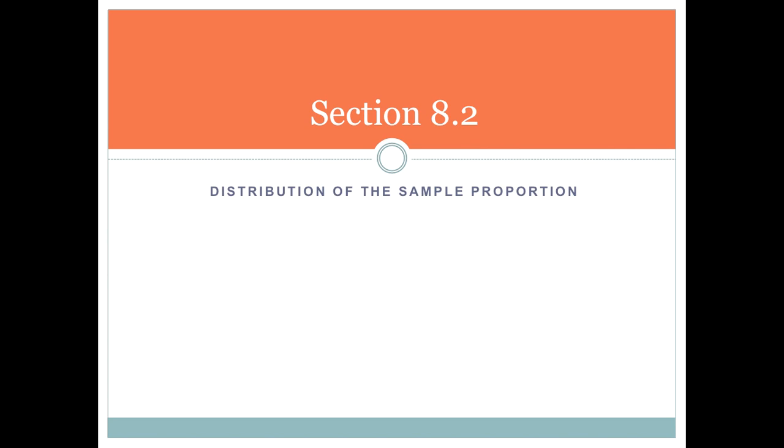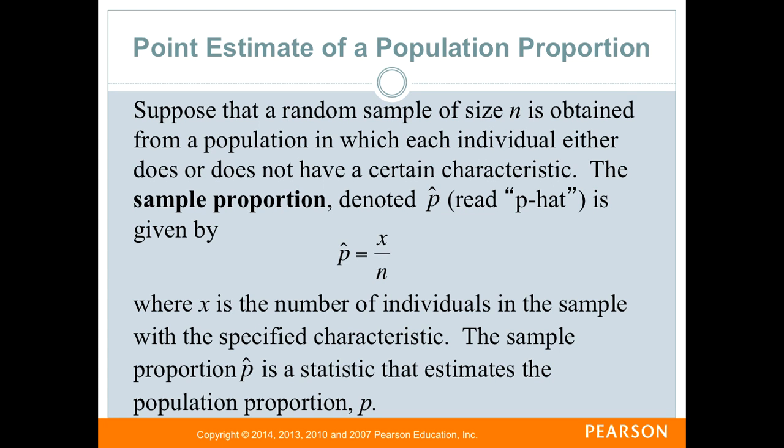Okay, so let's take a look at section 8.2, which talks about the distribution of the sample proportion. So we're going to talk about what a population proportion is, what a sample proportion is, and soon this should all make sense. But let's go through this definition and then we'll look at an example.